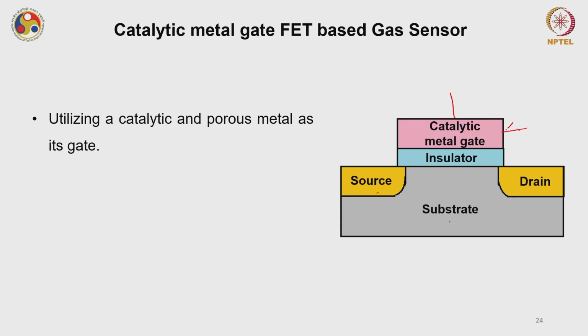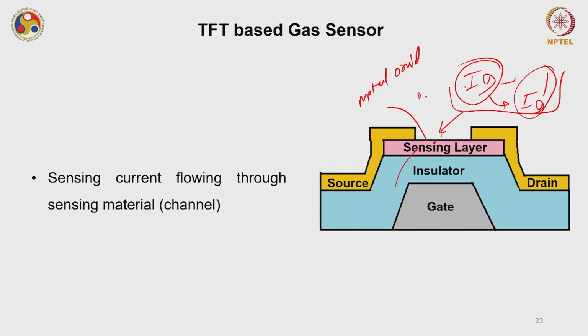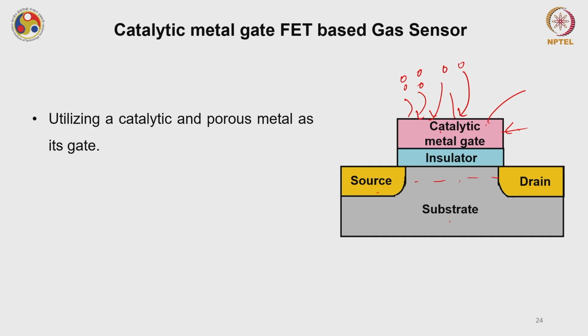This pink layer here also shows, if you see here, there is no channel. And this catalytic metal gate itself interacts with the toxic gases. So now, in the previous case, what you have seen is the gas molecules were interacting with the sensing layer directly and the gate was at the backside. But here, the gas molecules are not interacting with the channel, but are directly interacting with the gate metal itself. So the sensing receptor here is the gate metal.